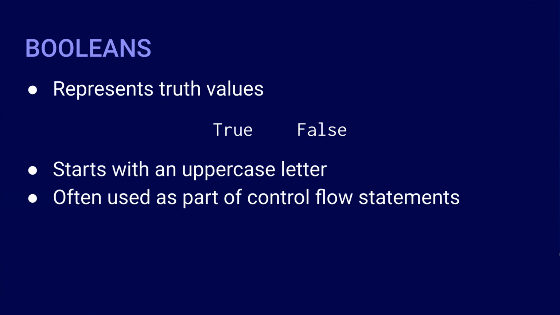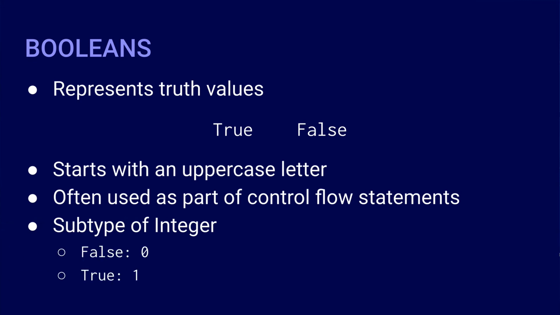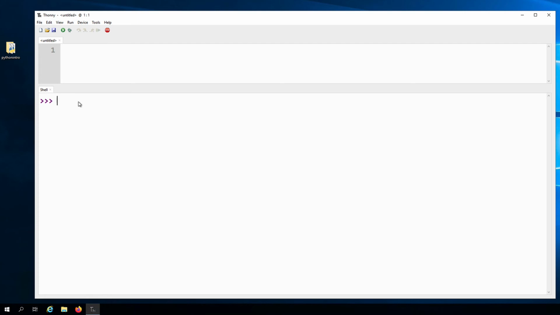Another interesting thing about the Boolean data type is that it is a subtype of the integer data type. You can actually use integers to also represent true and false. The integer 0 represents false, and the integer 1 represents true. In fact, you can even add Booleans together. For example, True plus True is the same as saying 1 plus 1. So this will give us the value 2.